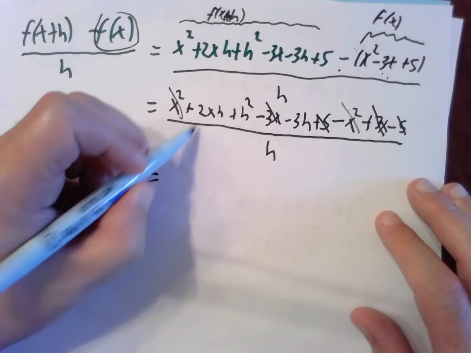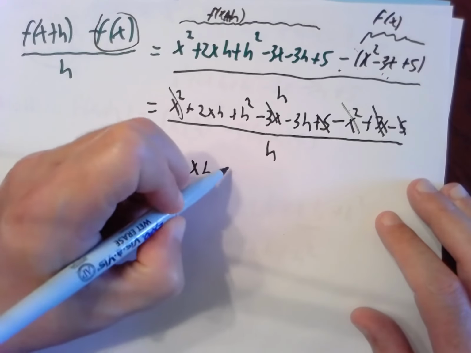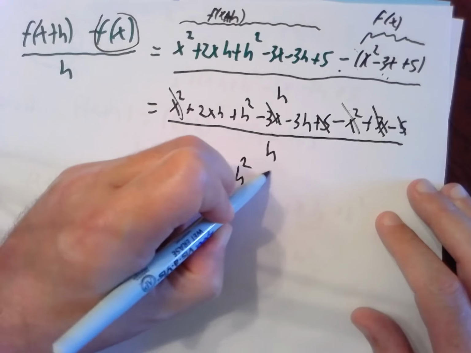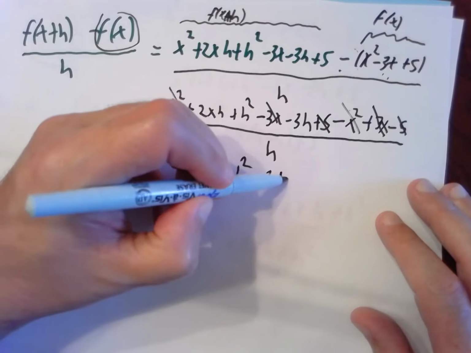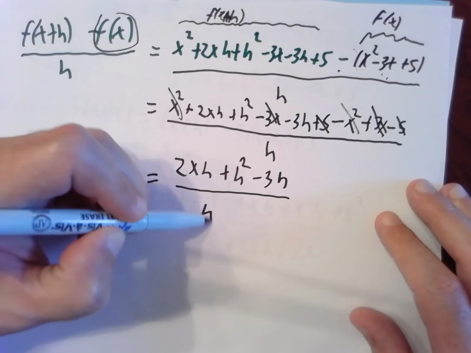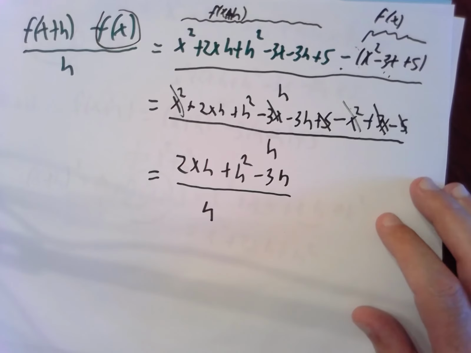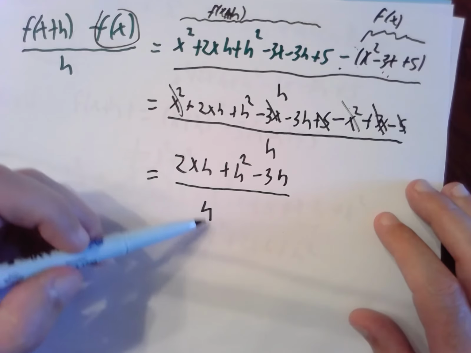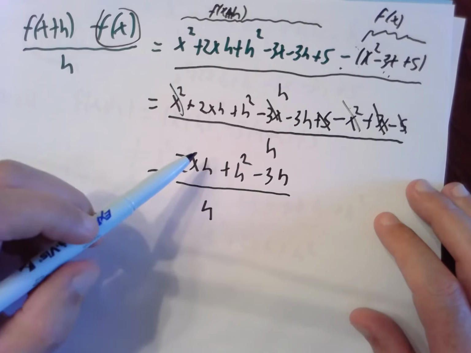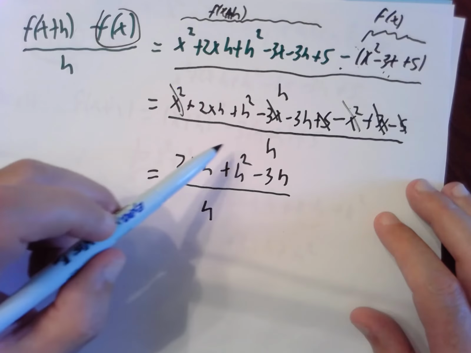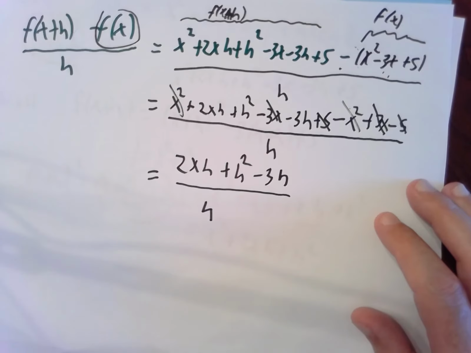Let's write down what's left. We have a 2xh plus h squared minus 3h all over h. Now the question is, can we cancel these h's? No, we cannot. Up on top we have a bunch of terms. We can only cancel factors, not terms.